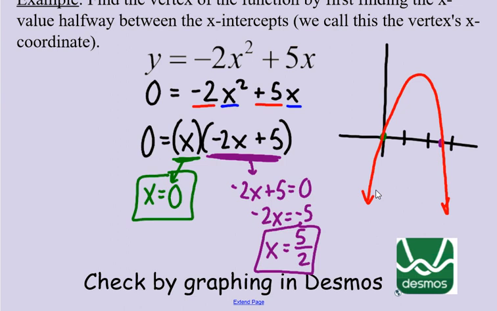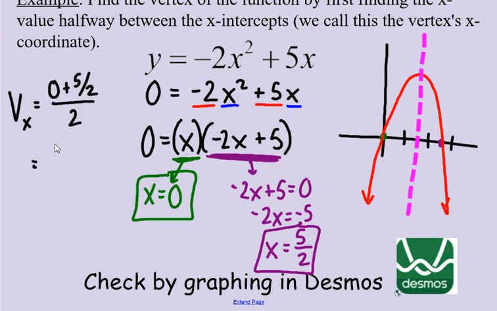And I want to know where the vertex is going to be located. Well, we know the vertex is always halfway in between. And how do I get halfway in between? Well, I average these two. So I take these two values of 0 and 5 halves and divide by 2. That's going to make 5 halves divided by 2, and that will make 5 fourths, or 1.25. That would be the vertex's x coordinate. And then we know what the rest of the process would be. You'd put the x coordinate in for x to find the y coordinate, and you go along your way.